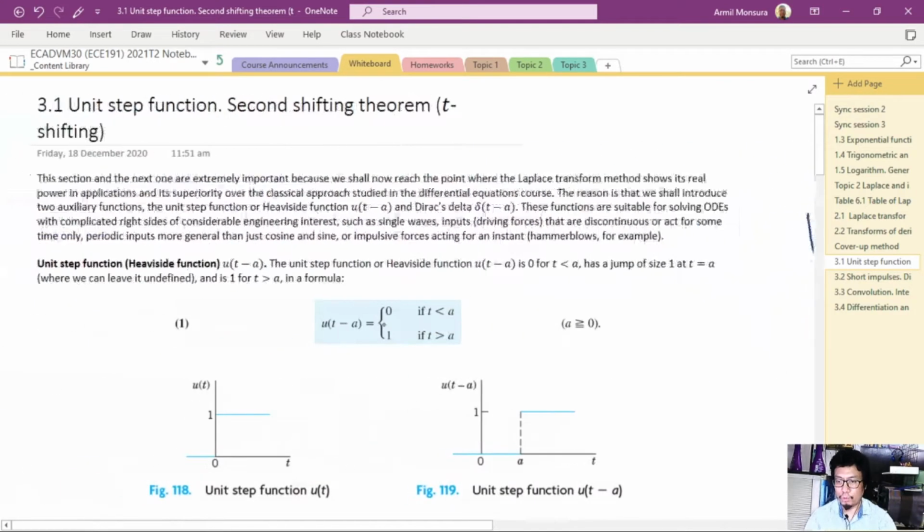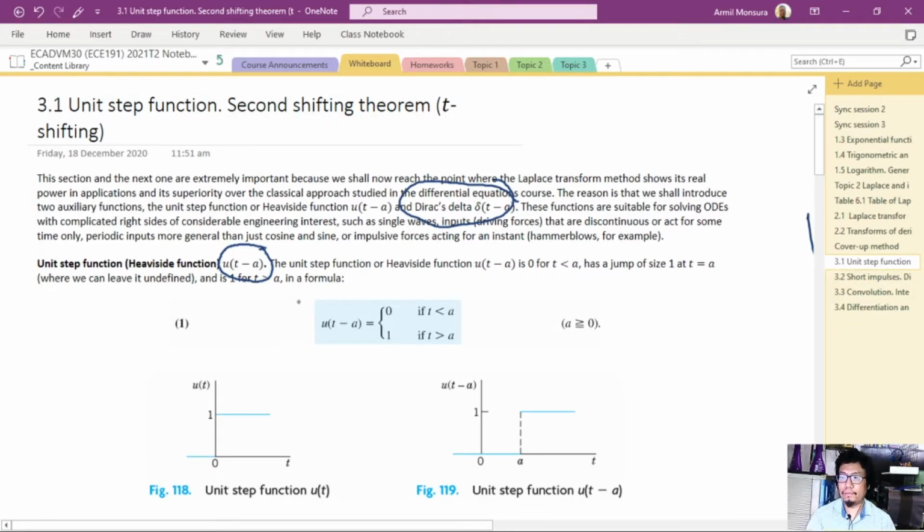Before we continue with the Laplace transform, in this section we will define the unit step function, which is also called the Heaviside function. It is u of t minus a. And in the next section we will describe the Dirac delta function. So we deal first with the unit step function.